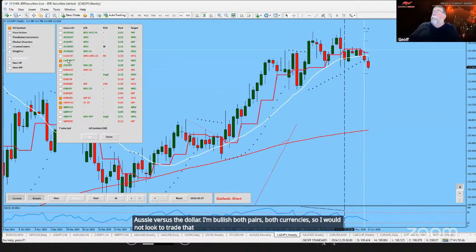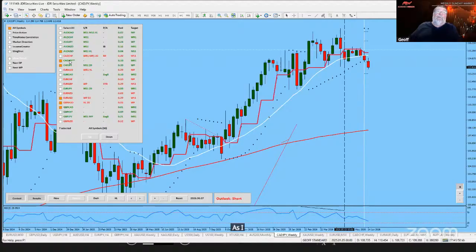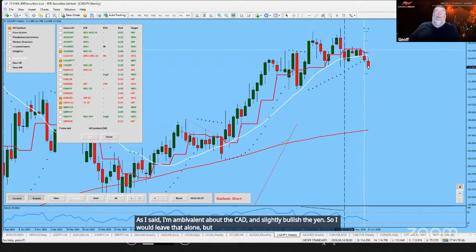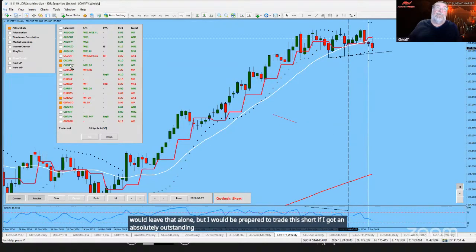CAD versus the yen. As I said, I'm ambivalent about the CAD and slightly bullish the yen. So I would leave that alone, but I would be prepared to trade this short if I got an absolutely outstanding signal to do so.